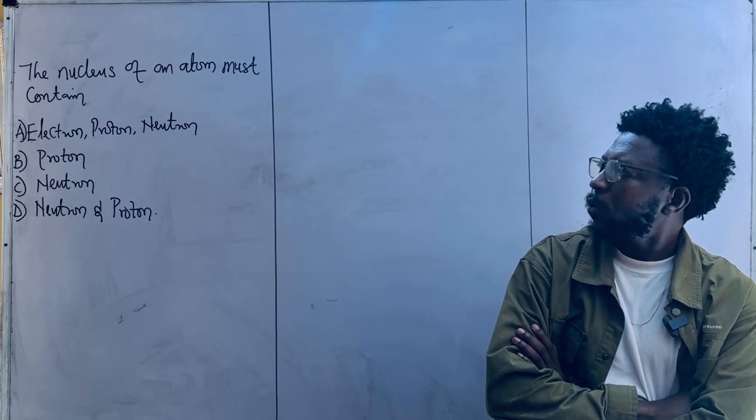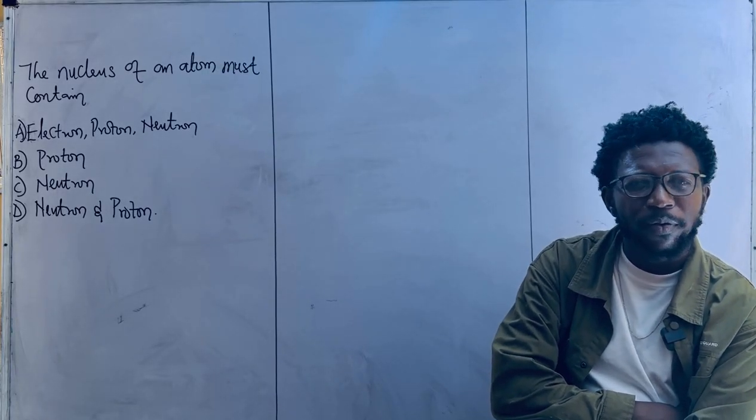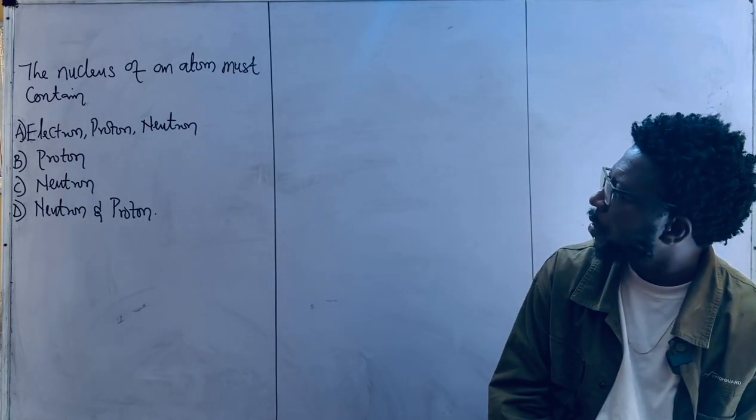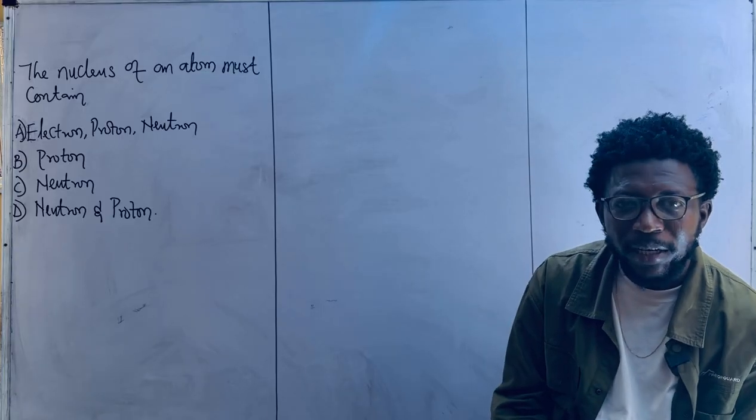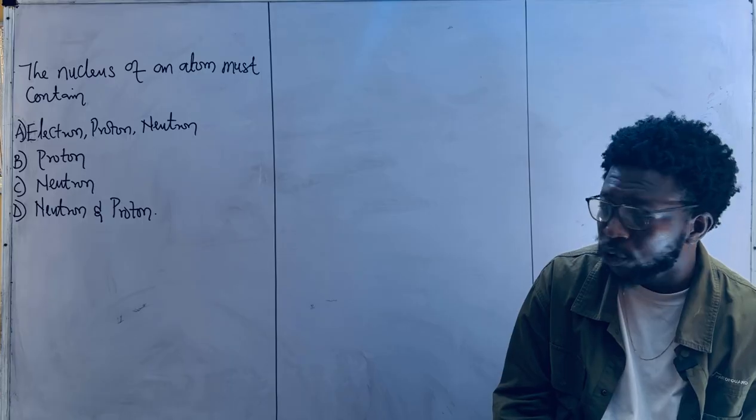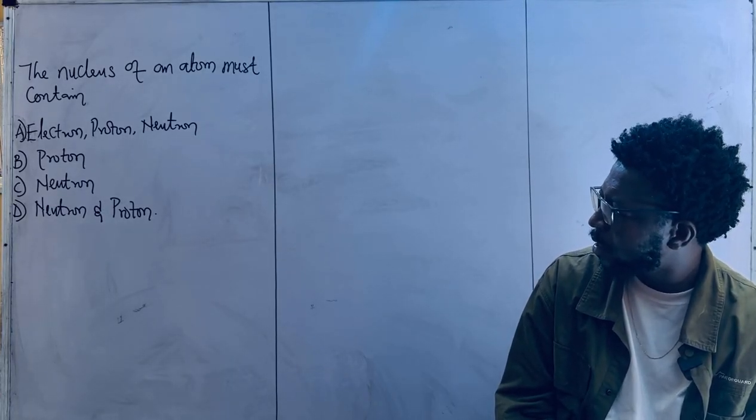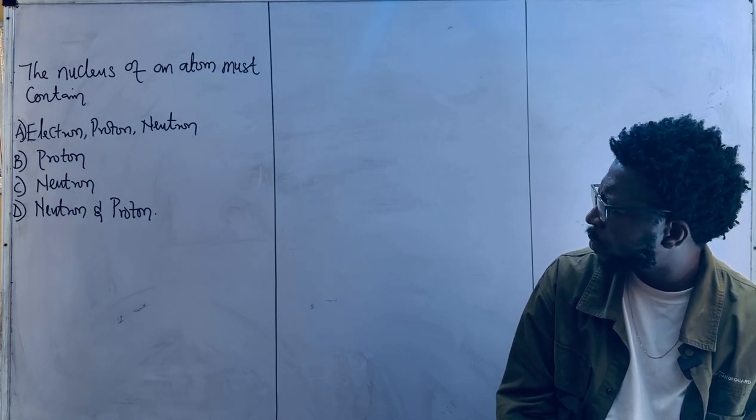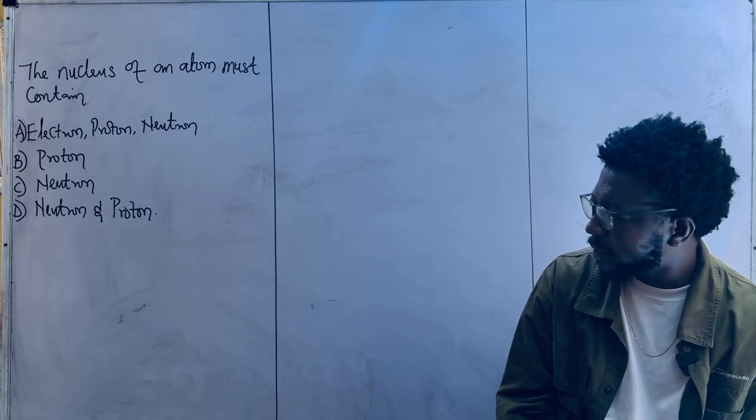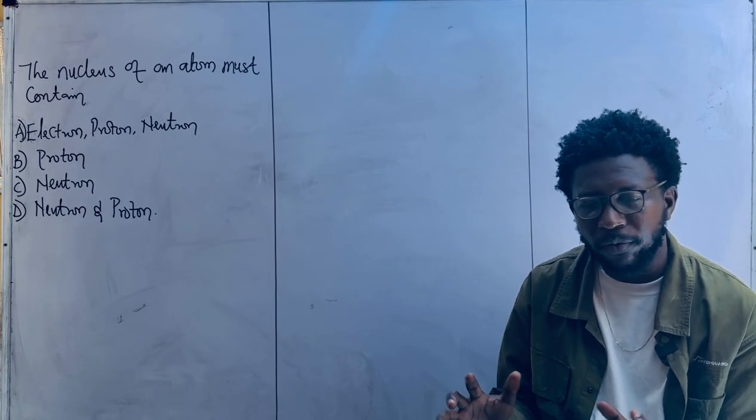Hi guys, we have a question here that looks simple. However, we have to be very careful. The question is: the nucleus of an atom must contain option A, electron, proton, neutron; option B, proton; option C, neutron; and option D, neutron and proton. Now, like I said before, this question looks easy, but you have to be very careful.